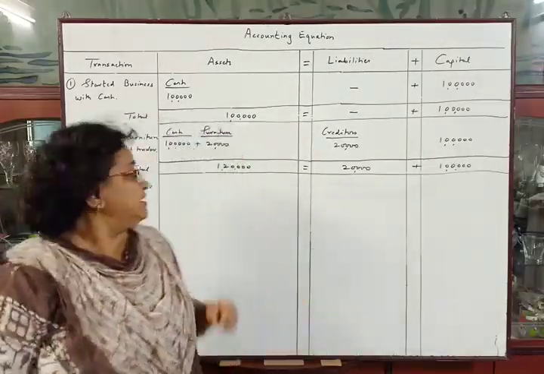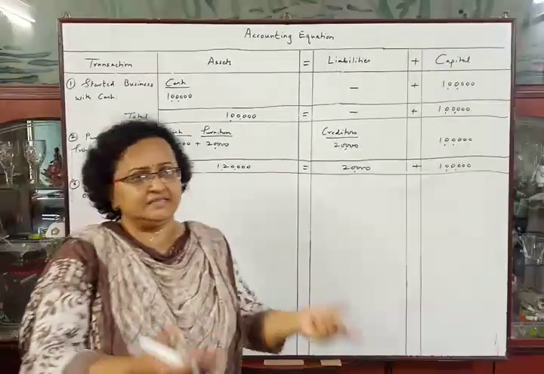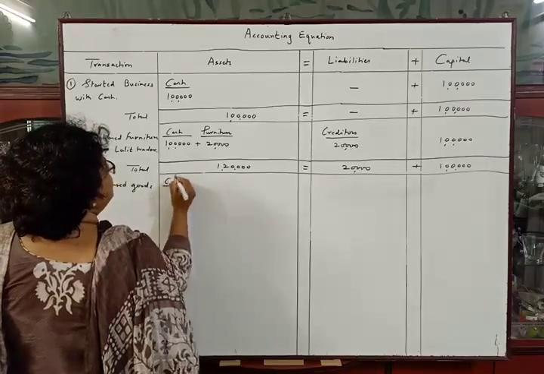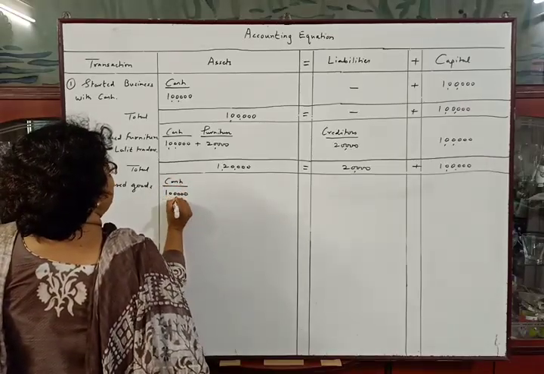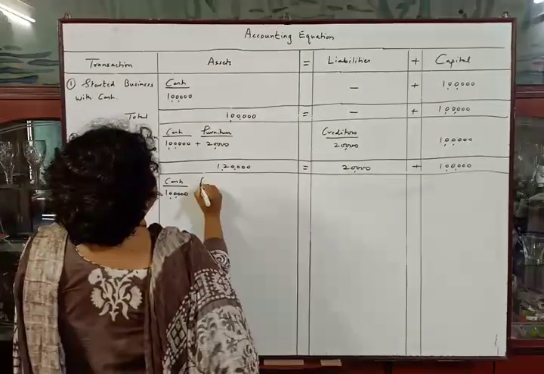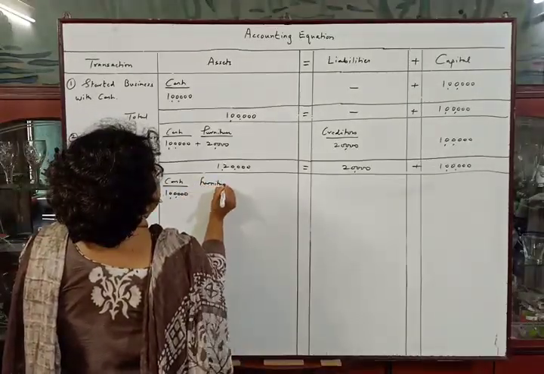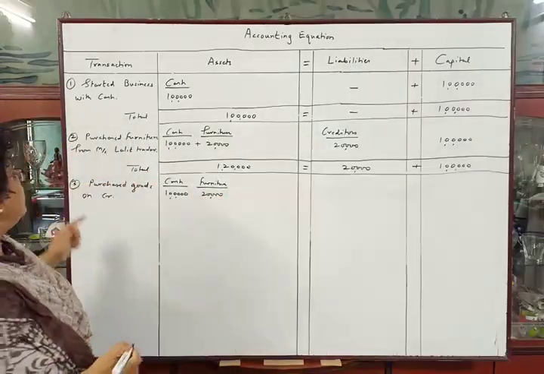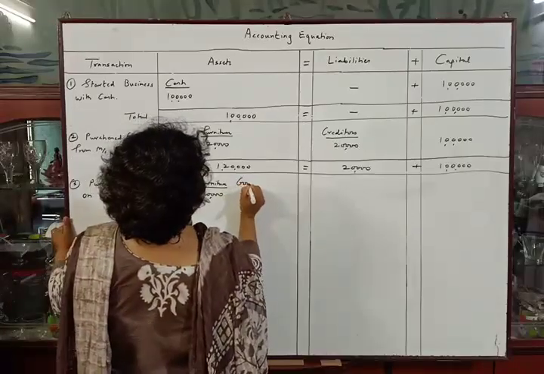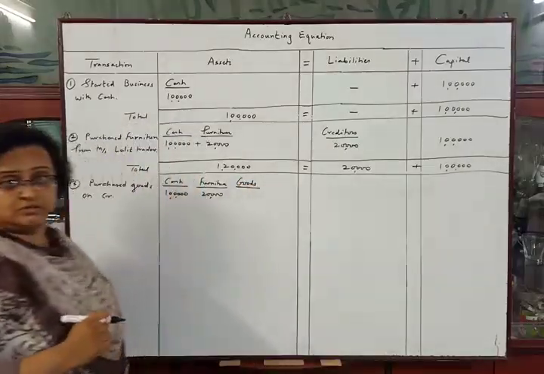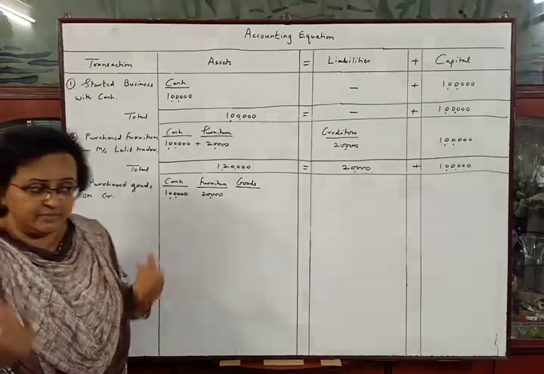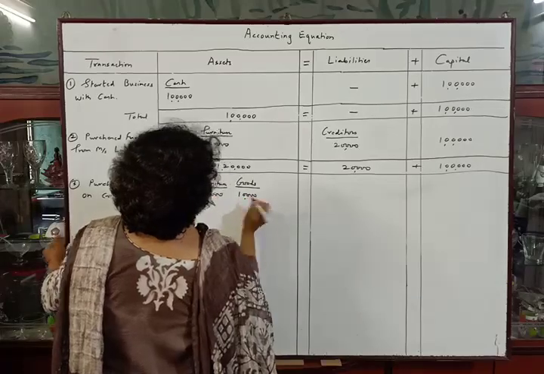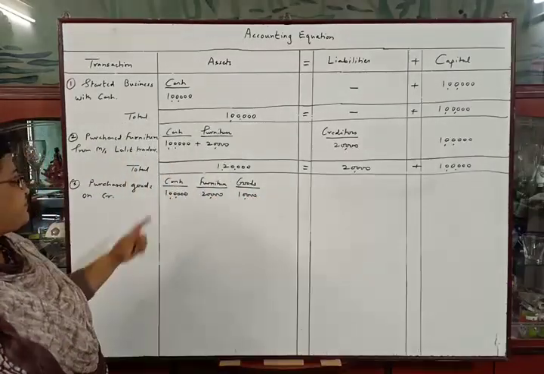Party's name is given, purchased goods and credit is given in the problem. So there will not be any change in cash. So cash will remain as it is, that is rupees 1 lakh. Furniture will remain as it is, that is rupees 20,000. There will not be any change in furniture. Then goods, new asset will be created, as we have purchased goods. There is new asset coming into the business. So goods will be of rupees 10,000 because we have purchased goods worth rupees 10,000 on credit.